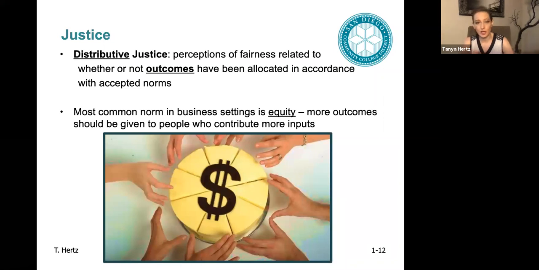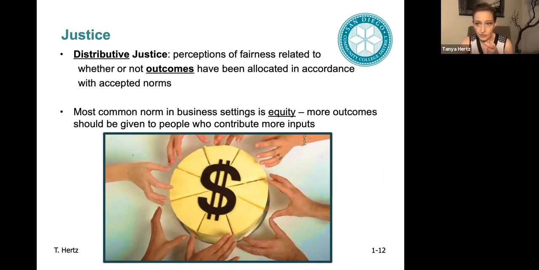I'm starting with distributive justice. Distributive justice is the perceptions that we have about whether or not somebody's fair, based on whether the outcomes that have been allocated or given to certain people adhere to certain commonly accepted norms. And there are 3 types of norms that we use for the distribution of assets or outcomes that we can look at, and that's equity, equality, or need.